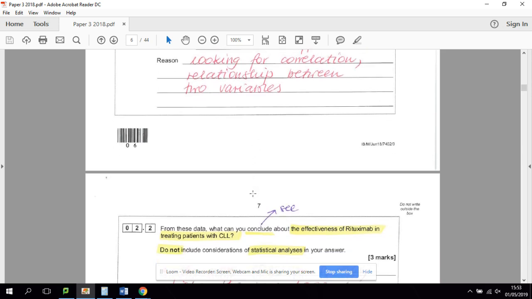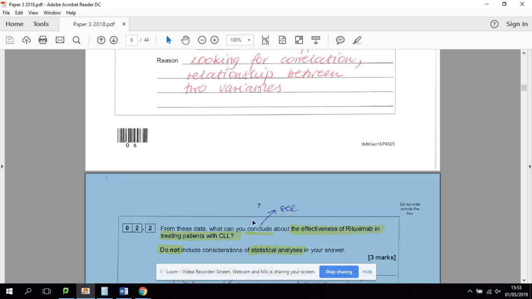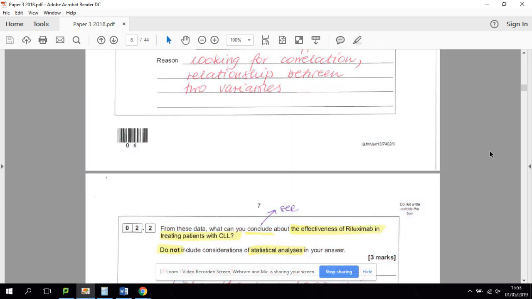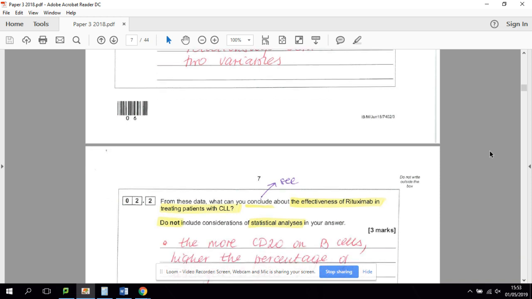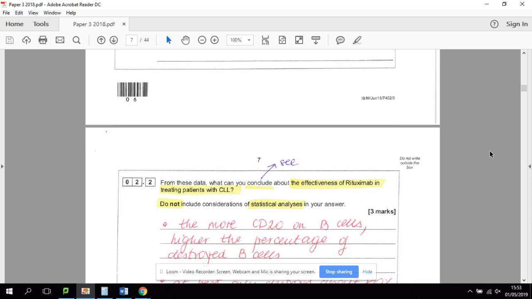Next, from the data, what can you conclude? And this is a statement about the effectiveness of the drug. What can you conclude from the data? You are only allowed to say what you can see. In any type of experiment or investigation, you are just allowed to use the information and say literally what you can see. That's how easy it is. They've told you that they are not interested in any statistical analysis. It's just what you can see. So from that information, the text and the graph, what can you see?